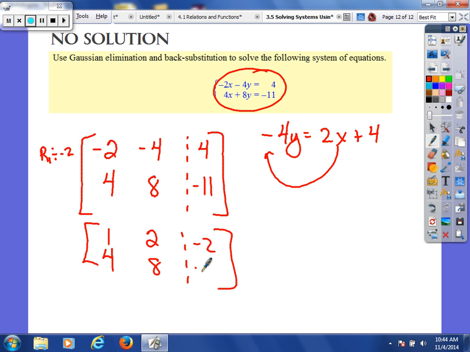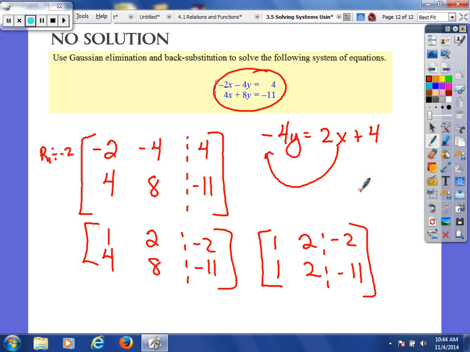If you take a look here, just look real quick. I can make this a 0, but if I divided everything by 4, I end up getting 1, 2, -2, and I end up getting 1, 2, -11. Do you see how these are the exact same things, except the constants? That's going to tell me it's a no solution.